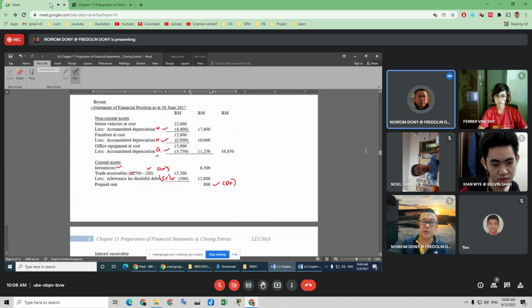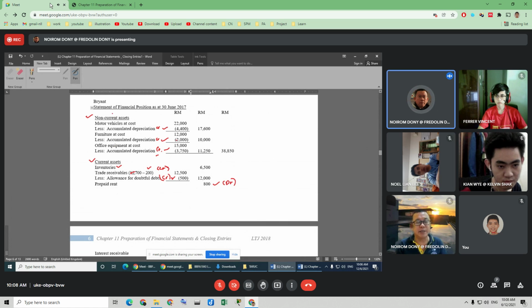For asset, you start with non-current asset, followed by current asset. Non-current assets are those that can be used more than 1 year, like motor vehicle, furniture, and office equipment. But you only take into account the net book value. So you have to show the accumulated depreciation for motor vehicle, furniture, and office equipment. You minus, then this is the net book value. You list down on the second column, then you total. Only the final total you put on the third column.